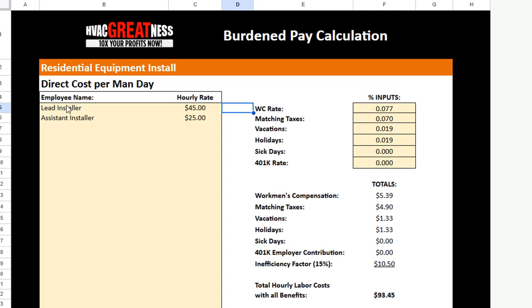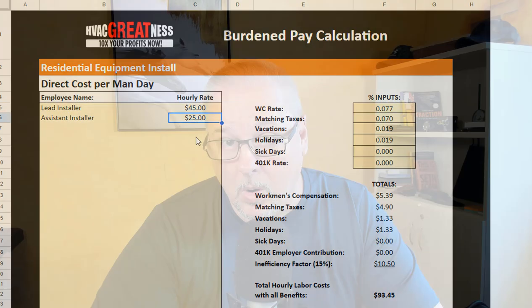So I've got a lead installer here that I pay $45 an hour, and I've got a helper that I pay $25 an hour. Or I'm pricing as if I have those employees and I'm the one doing that work, and I'm the one bringing that helper in, and they're not full-time. But we set this up based on an hourly rate.